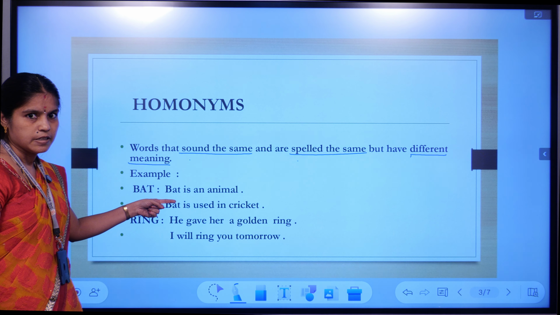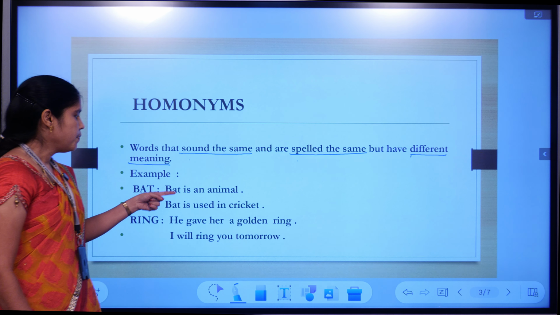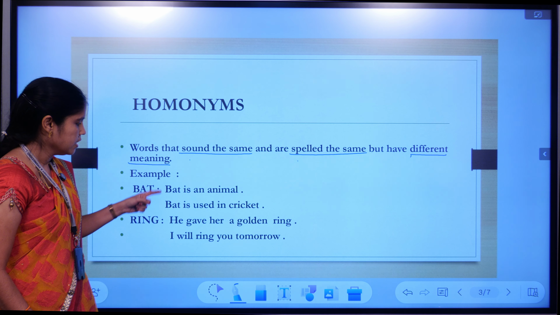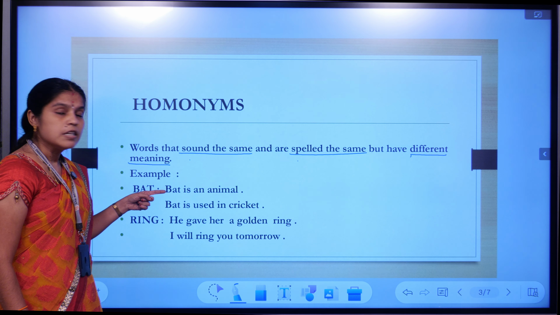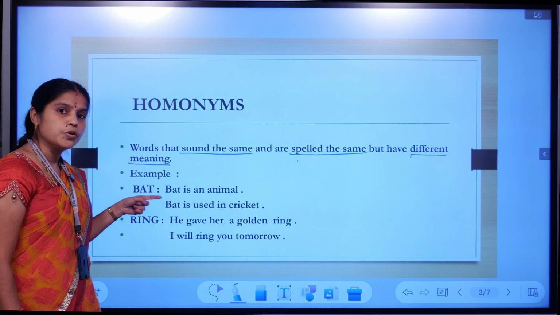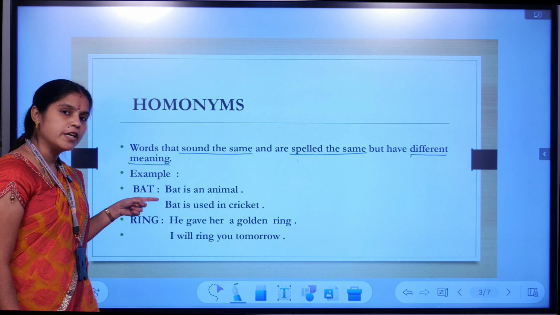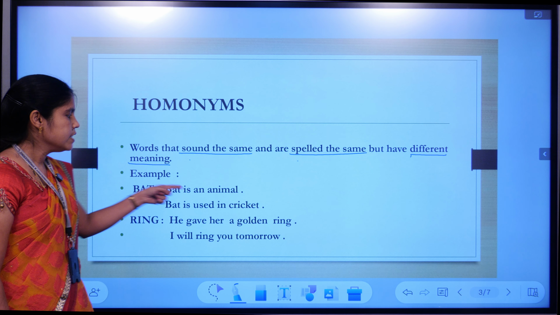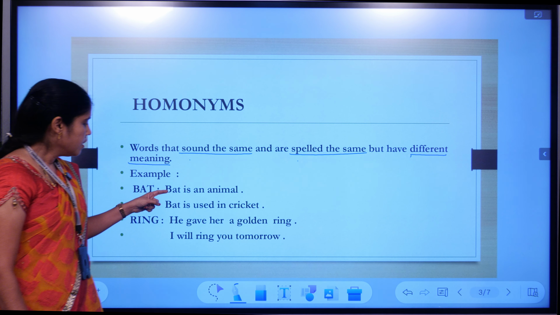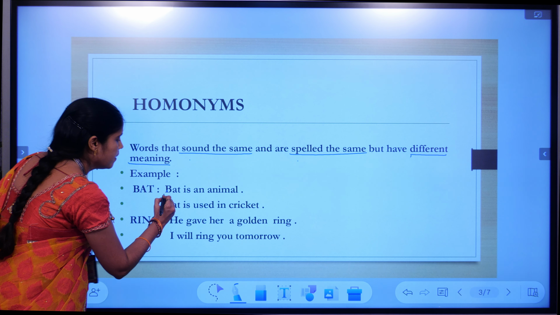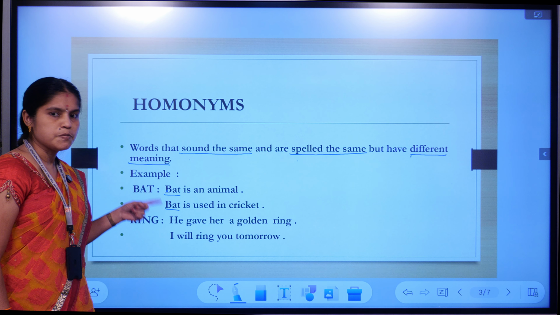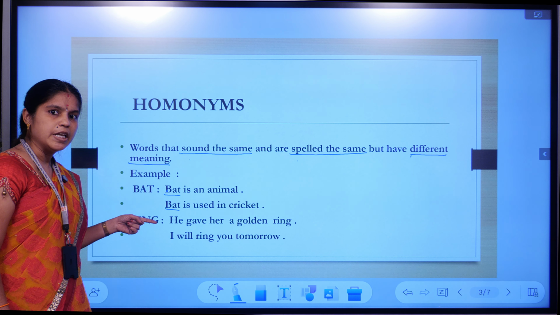First, bat. You all know, bat is an animal which we see at night time, and bat is also used to play cricket. Small children like to play cricket more, is it not? So bat is an animal and bat is used in cricket. The word is the same. Spelling is the same, pronunciation is the same, but the meaning is different.